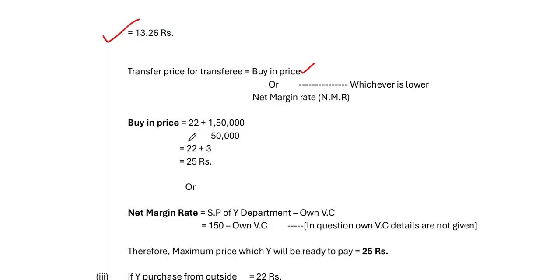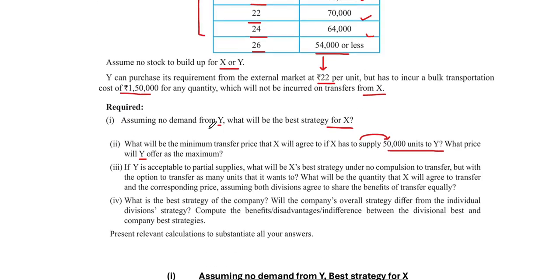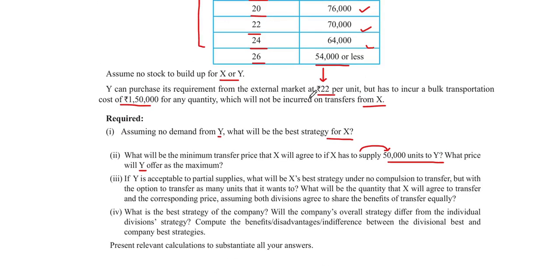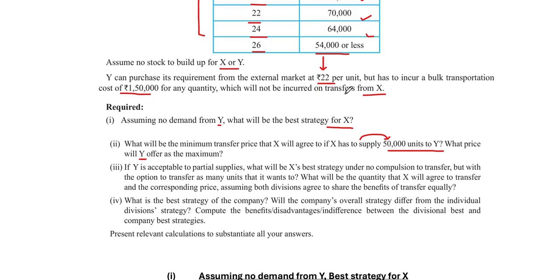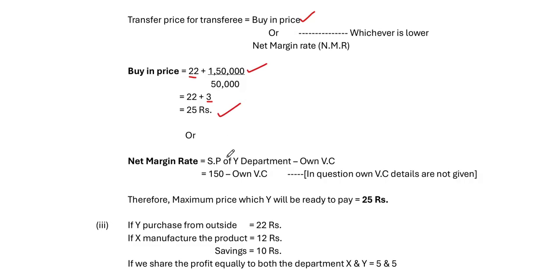Buy-in price will be 22 rupees plus. In the question it is given that the external market rate is 22 per unit. So 22 plus they have to bear 1,50,000 additional transportation cost for every 50,000 units. So transportation cost is 3 rupees per unit. So our total buy-in price is 22 plus 3, 25 per unit.